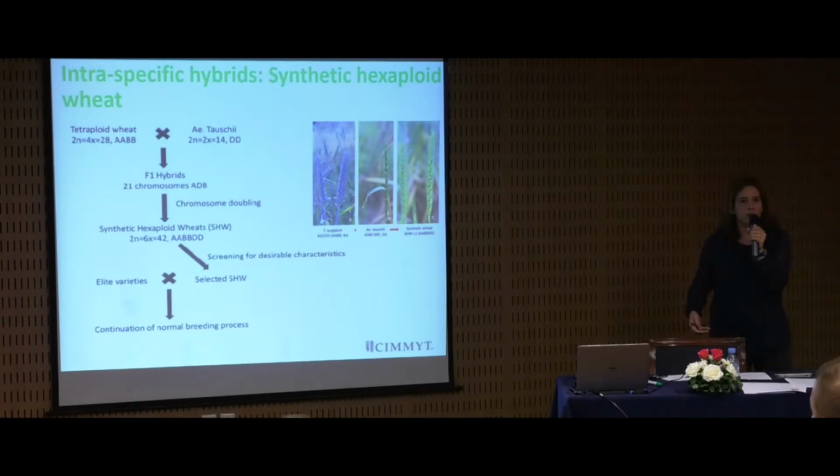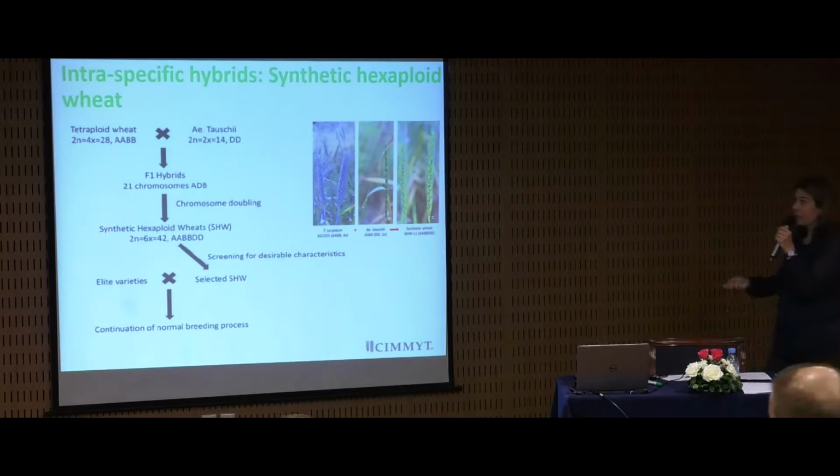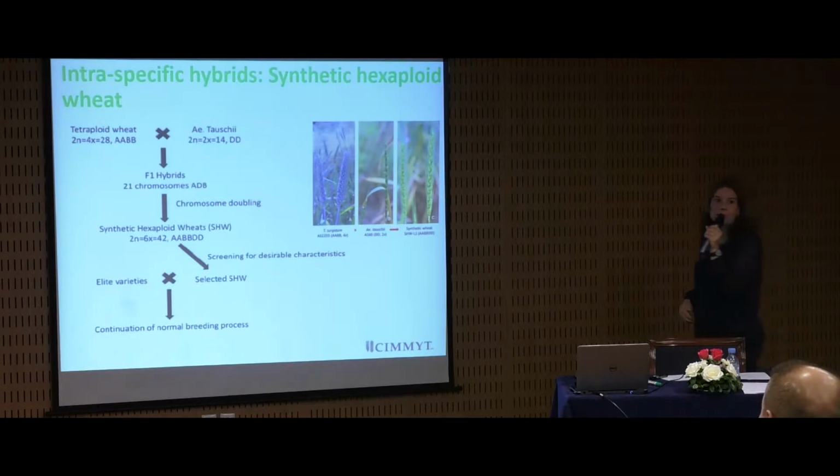So the synthetic hexaploid is basically a redesign of the wheat evolution. What we do at CIMMYT, we cross tetraploid wheat or even dicoccoides, another wheat species, with the diploid Tauschii donor. We go to an F1 hybrid, and we duplicate the chromosomes, and we generate this designed hexaploid. This is usually looking very awful, and we screen for desirable characteristics, get rid of the very awful ones, and cross them then into bread wheat. So it's an elegant, I guess, solution of bringing wild relatives into bread wheat.